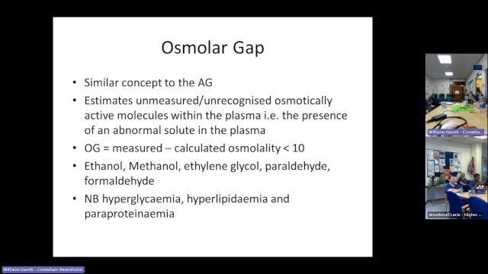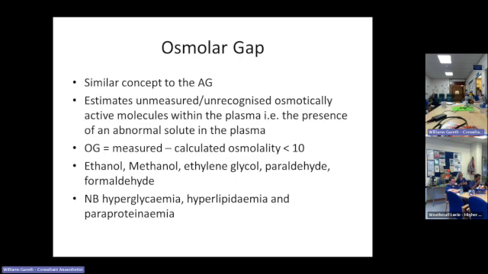It's the same thing, that we call it the osmolar gap. It's still a kind of gap, but it's not an anion gap. So ethylene glycol will give you an osmolar gap as well as an anion gap. So it will suck up a load of bicarbonate, but it isn't truly an anion. And we can measure it through the osmolar gap. So it's a similar concept. So it estimates the unmeasured or unrecognized osmotically active molecules within the plasma. So there's the presence of an abnormal solute in the plasma that you're not normally measuring.